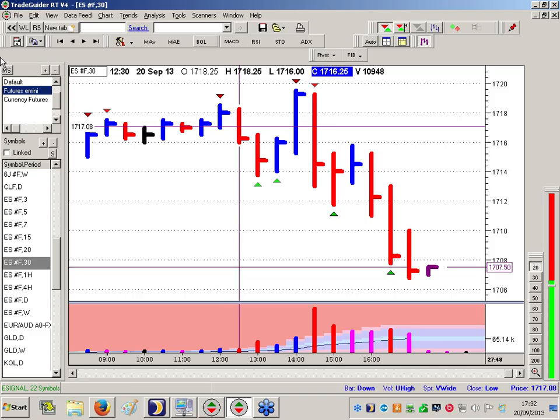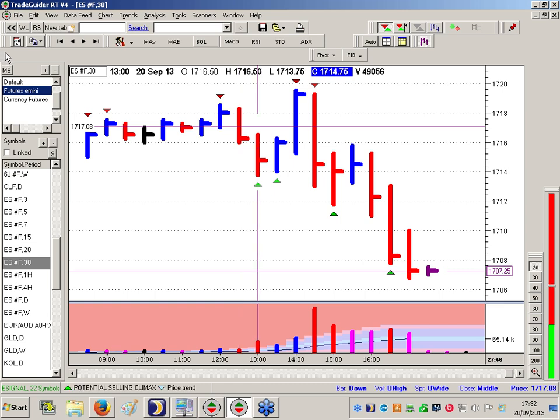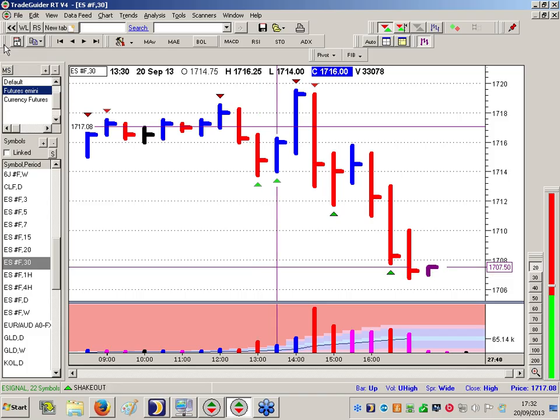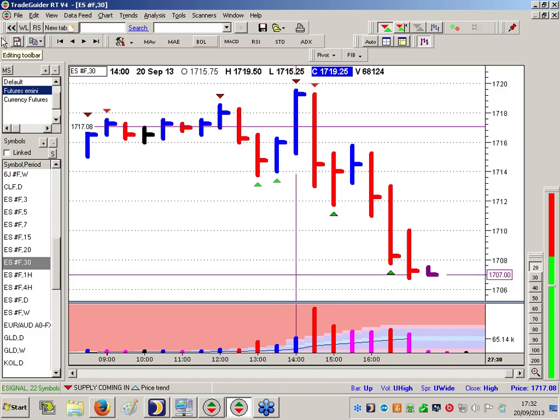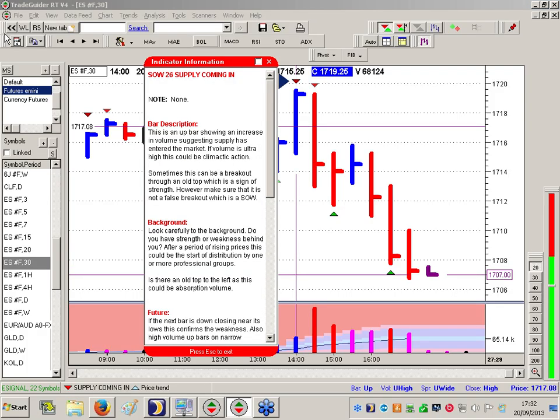Okay. On that, move down slightly. There are a few green arrows here. Now, what that means is you get a green arrow. Okay. What that means is it gives it a chance to go up. Now, they know the market's weak, so they mark it up on the back of that. Supply coming in.